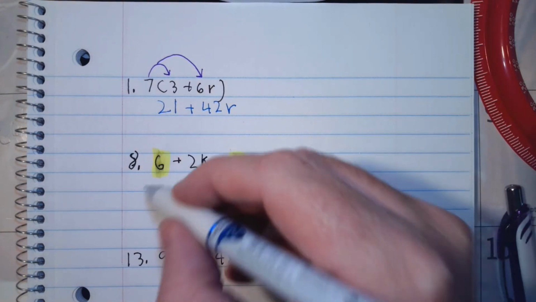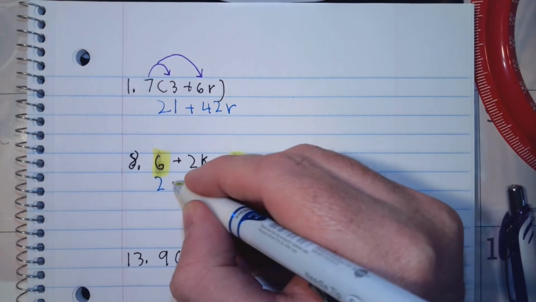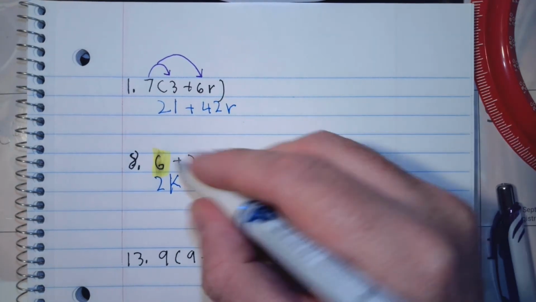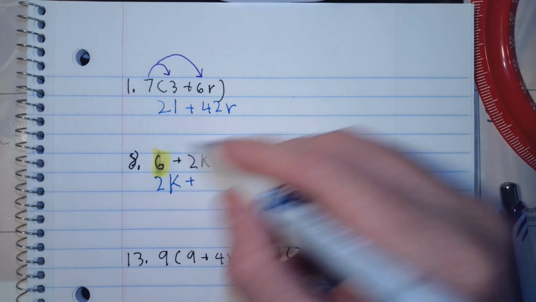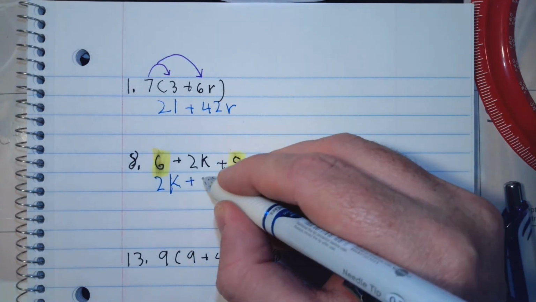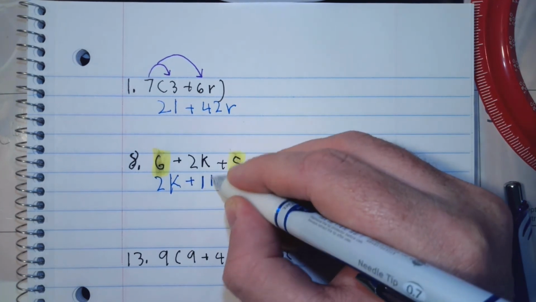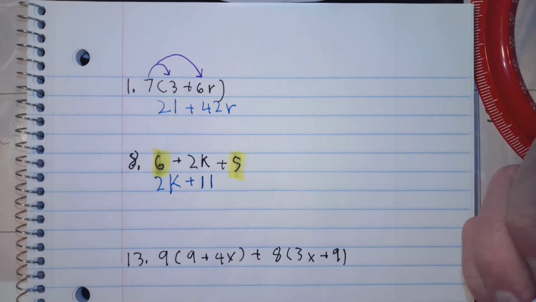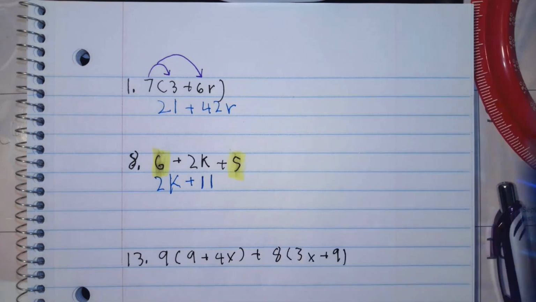Okay, first thing I'm going to do, I like to bring down the 2k. There's no like term, so it stays 2k. And then to combine like terms means to add. So 6 plus 5 is going to be 11. And again, we have completed the problem. Okay, so moving on to 13. It is a little bit more difficult.